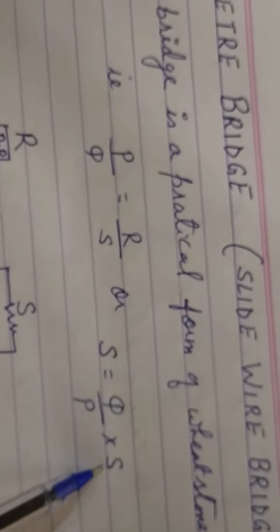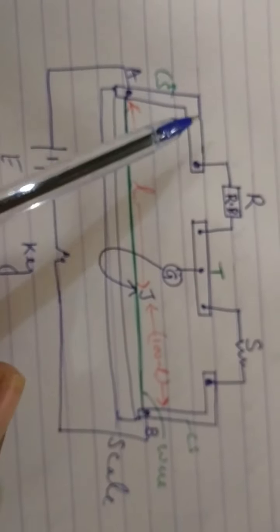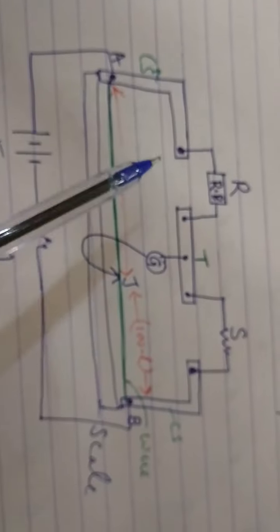So next is the meter bridge, or we call it the slide wire bridge also. The meter bridge is a practical form of the Wheatstone bridge. So we have to do the practical also in the lab. P upon Q is equal to R upon S, or S is equal to Q upon P into R. This is the figure of the meter bridge.